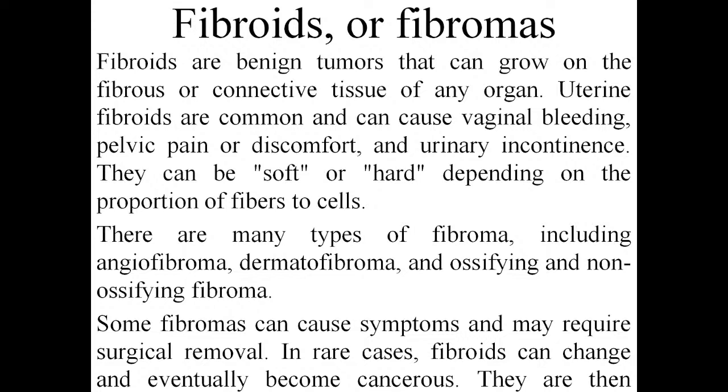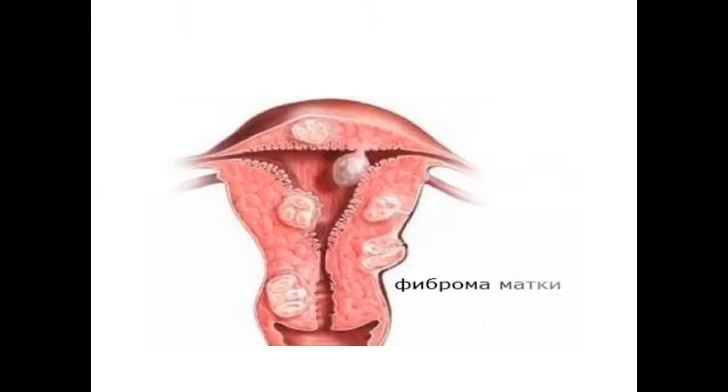There are many types of fibroma, including angiofibroma, dermatofibroma, and ossifying and non-ossifying fibroma. Some fibromas can cause symptoms and may require surgical removal. In rare cases, fibroids can change and eventually become cancerous. In this slide, you can see the fibroma of the uterus. Multiple fibroma here.